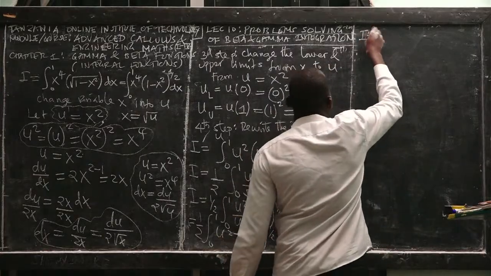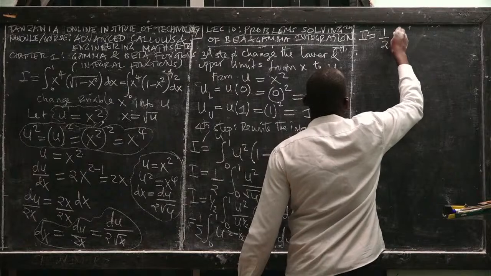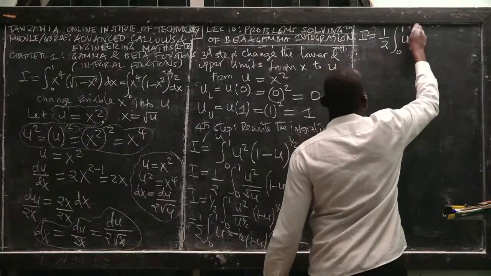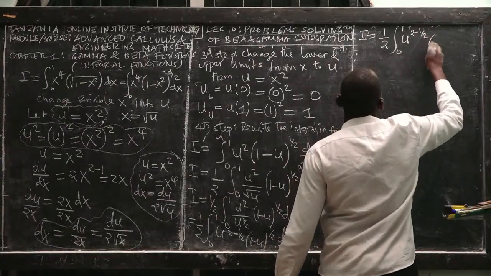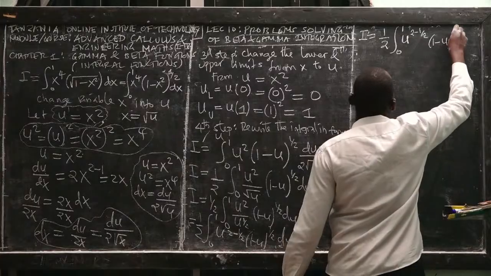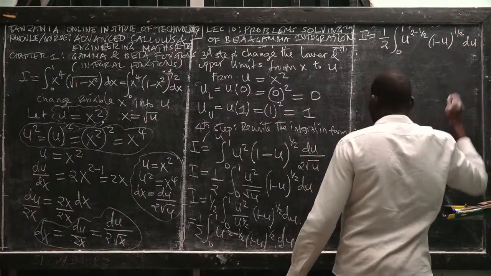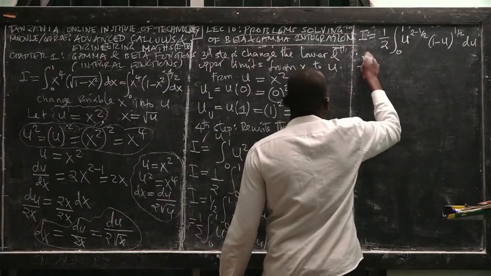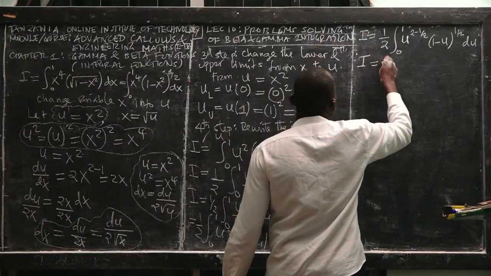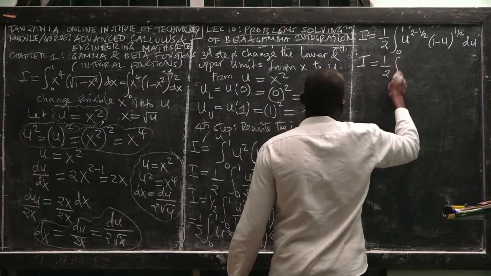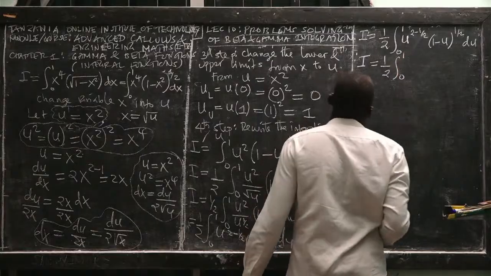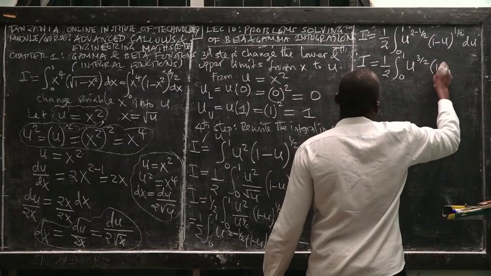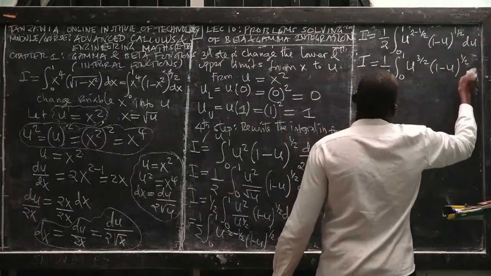So our integral I is equal to a half, integral from 0 to 1, let me write it properly. Then we have u power 2 minus a half, open bracket 1 minus u power half du. This is I. I is equal to a half, integral from 0 to 1, then we have u power 3 over 2, 1 minus u power half du.